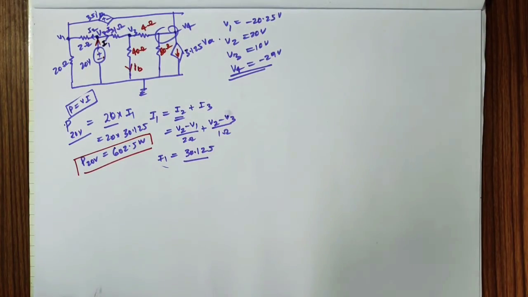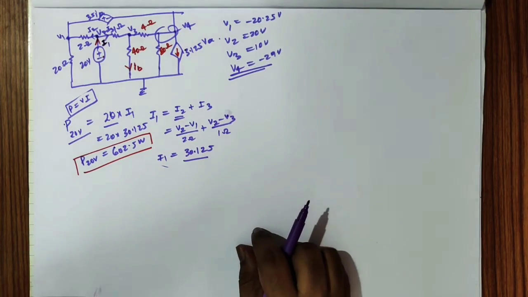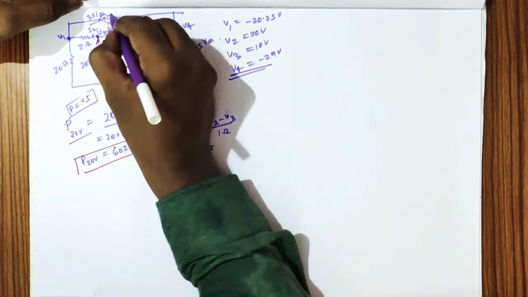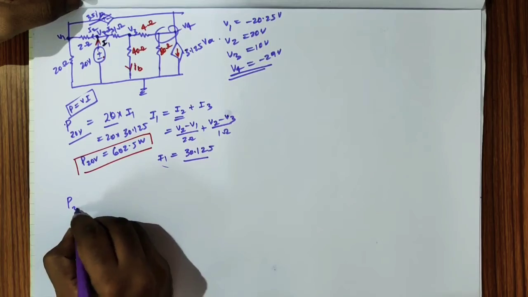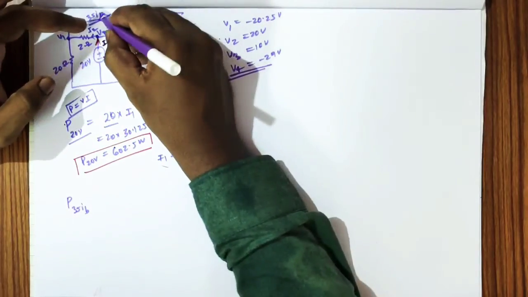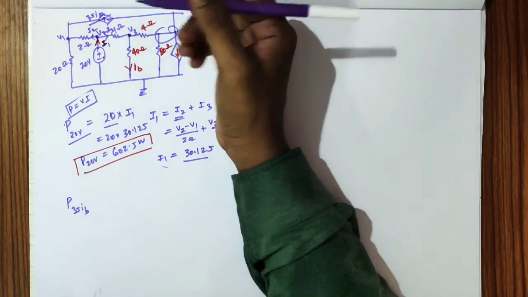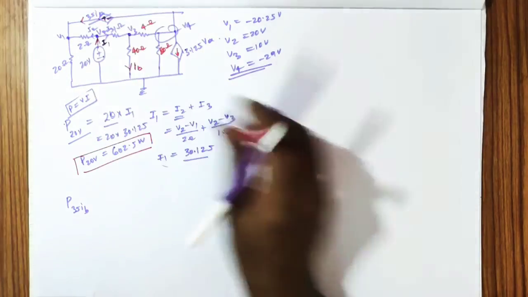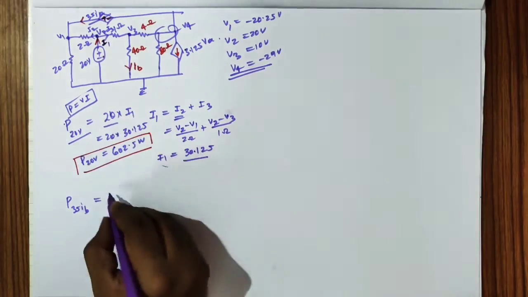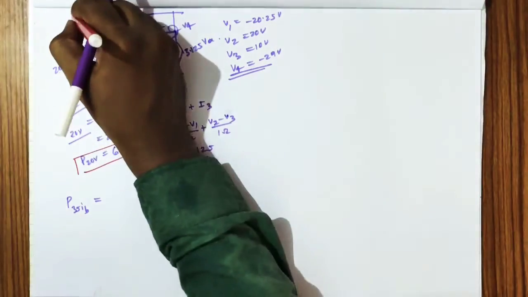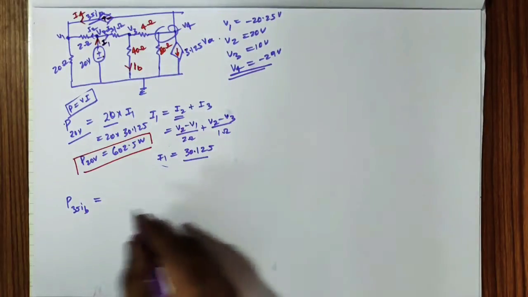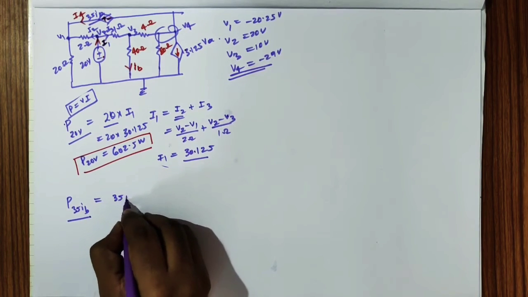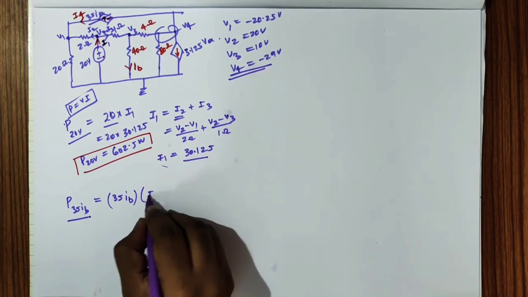Now our main discussion starts here. I want to find the power delivered by the 35 IB dependent source. Since we are treating this as a source, the current leaves from positive to negative. Let us say this is current I4. Therefore, the power delivered by this 35 IB is the voltage 35 IB times the current I4.